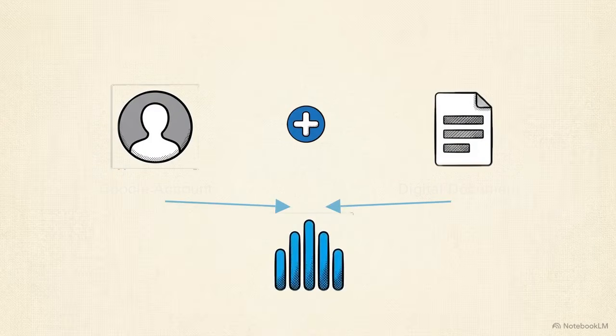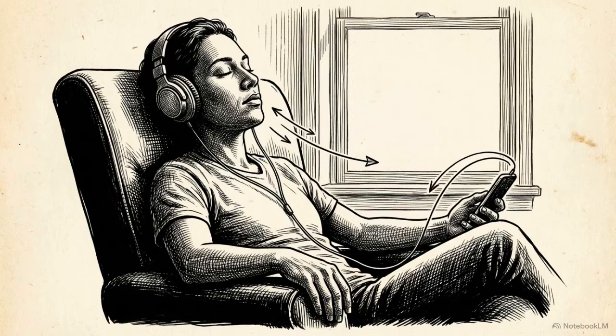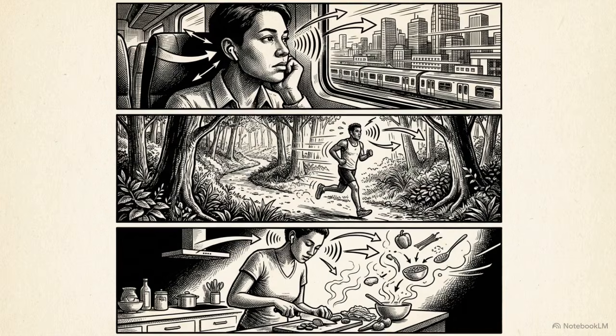You only need two things to get started: a standard Google account and a single digital document. By converting text into audio, you get your time back. You can step away from the screen and absorb critical information while you commute, exercise, or cook.